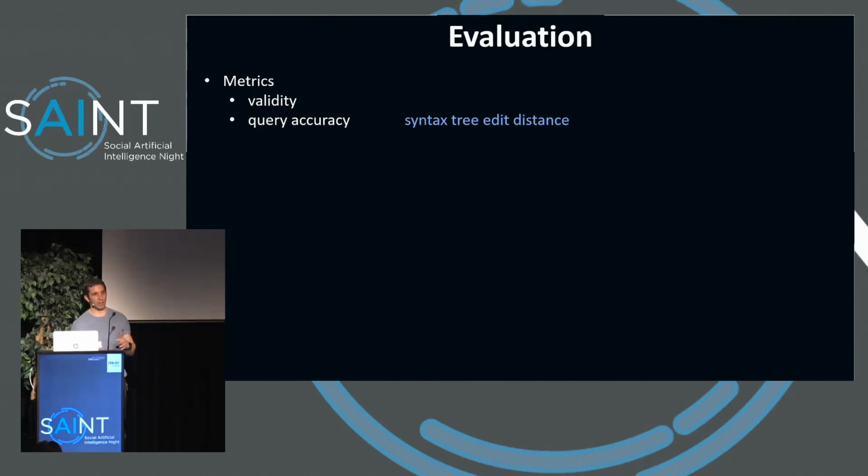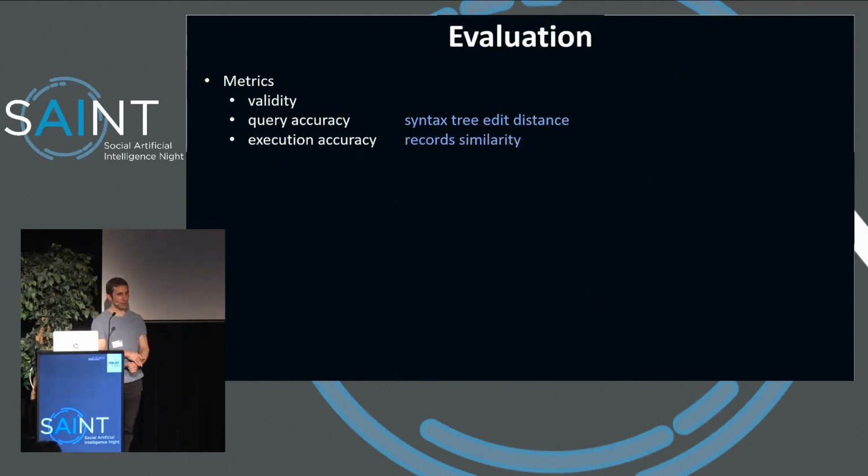So how similar is the query to the ground truth query? We do have a special edit distance, but I don't have time to go into details here. And lastly, also execution accuracy. So we execute the queries, both truth and generated, and compare how similar the result is, the records that we get back. We also evaluate, of course, latency.